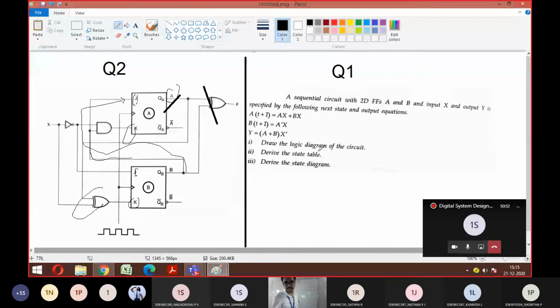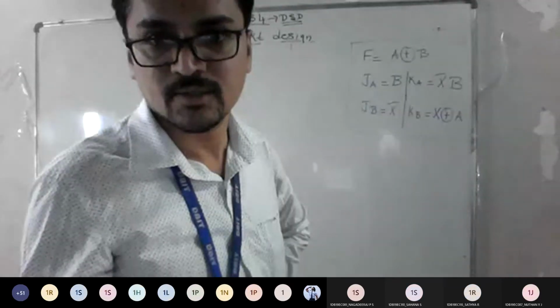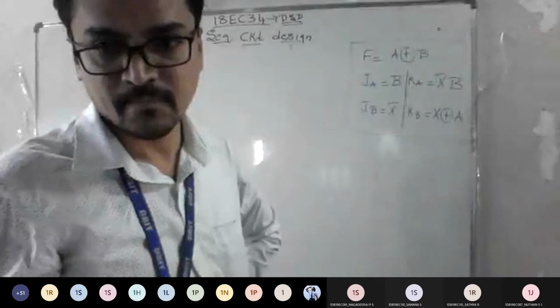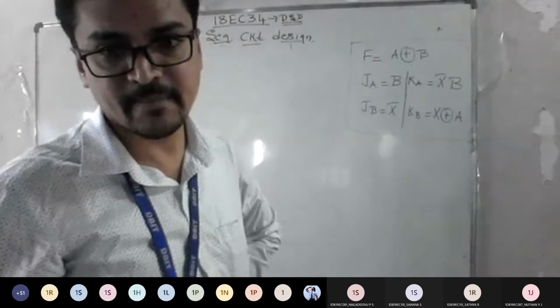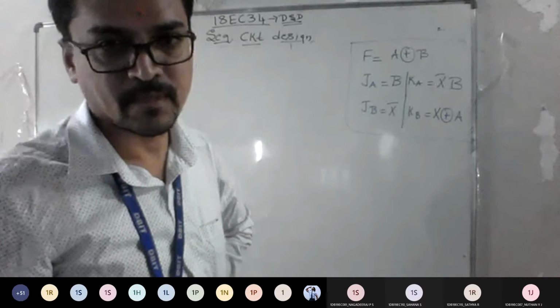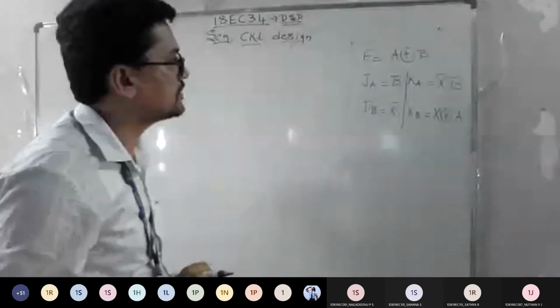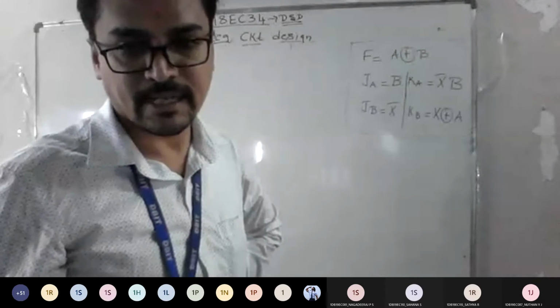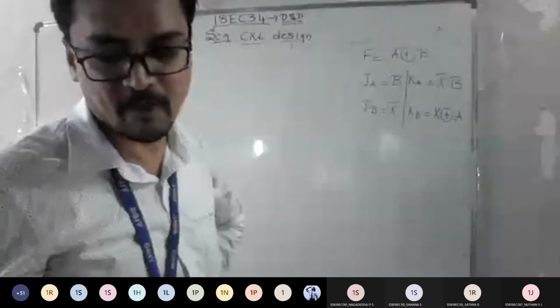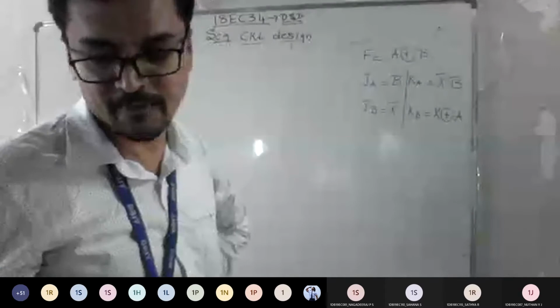So writing the equations from the logic diagram is what I wanted. Now let me come back to the board. Is it visible, what I wrote for the equations? Yes, sir. Okay, fine. So now tell me the transition equations for which flip-flop?